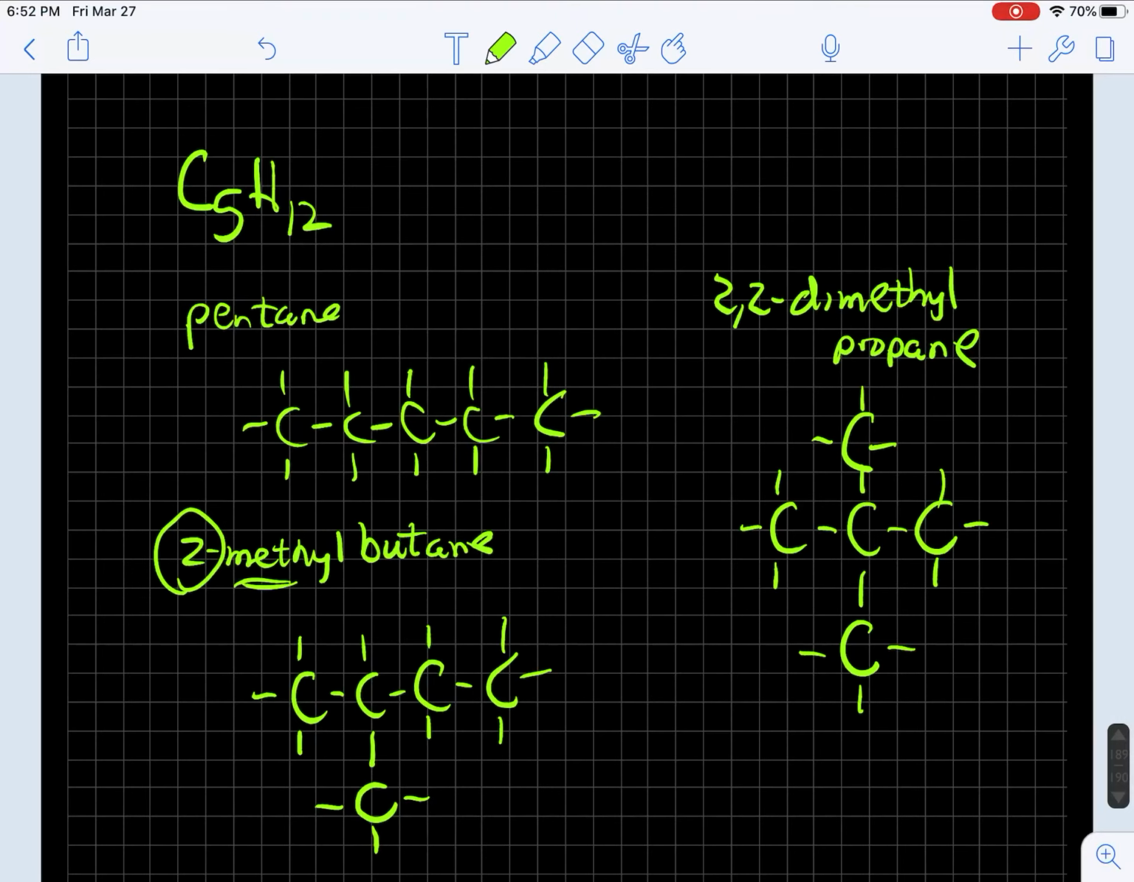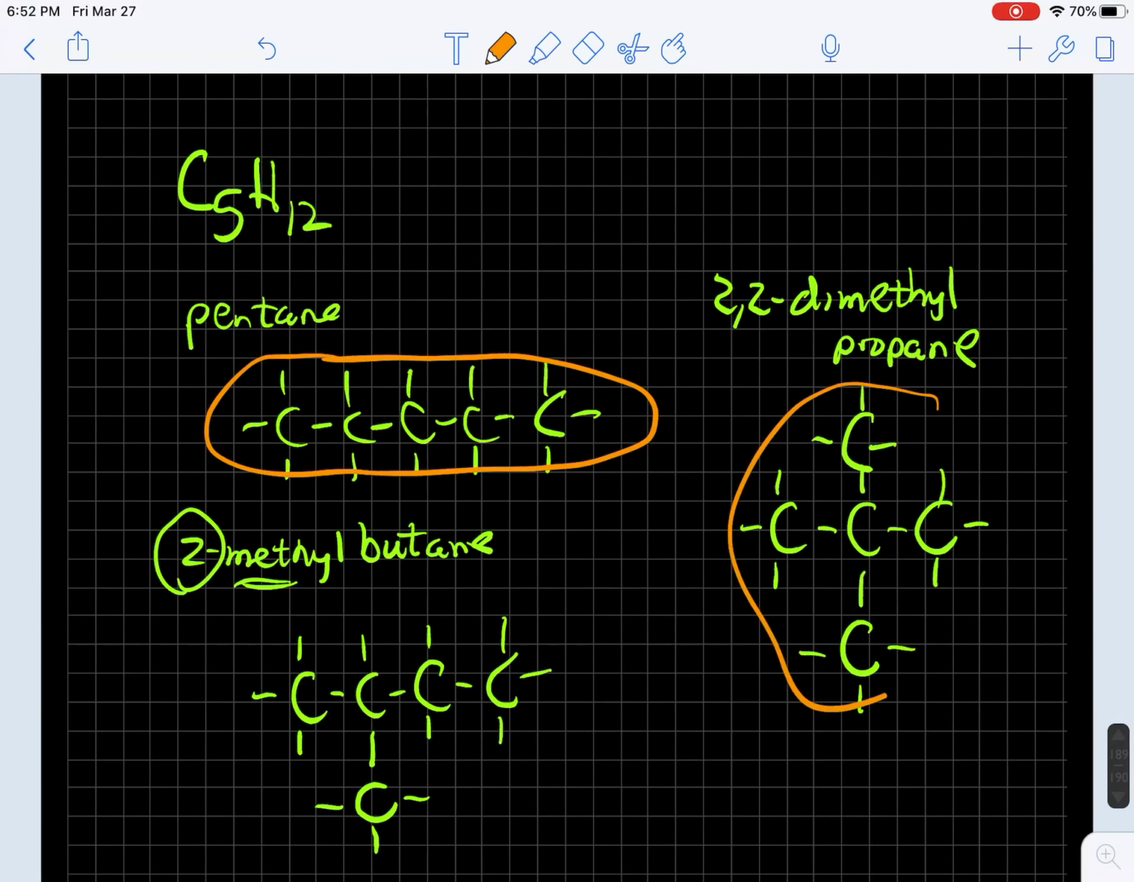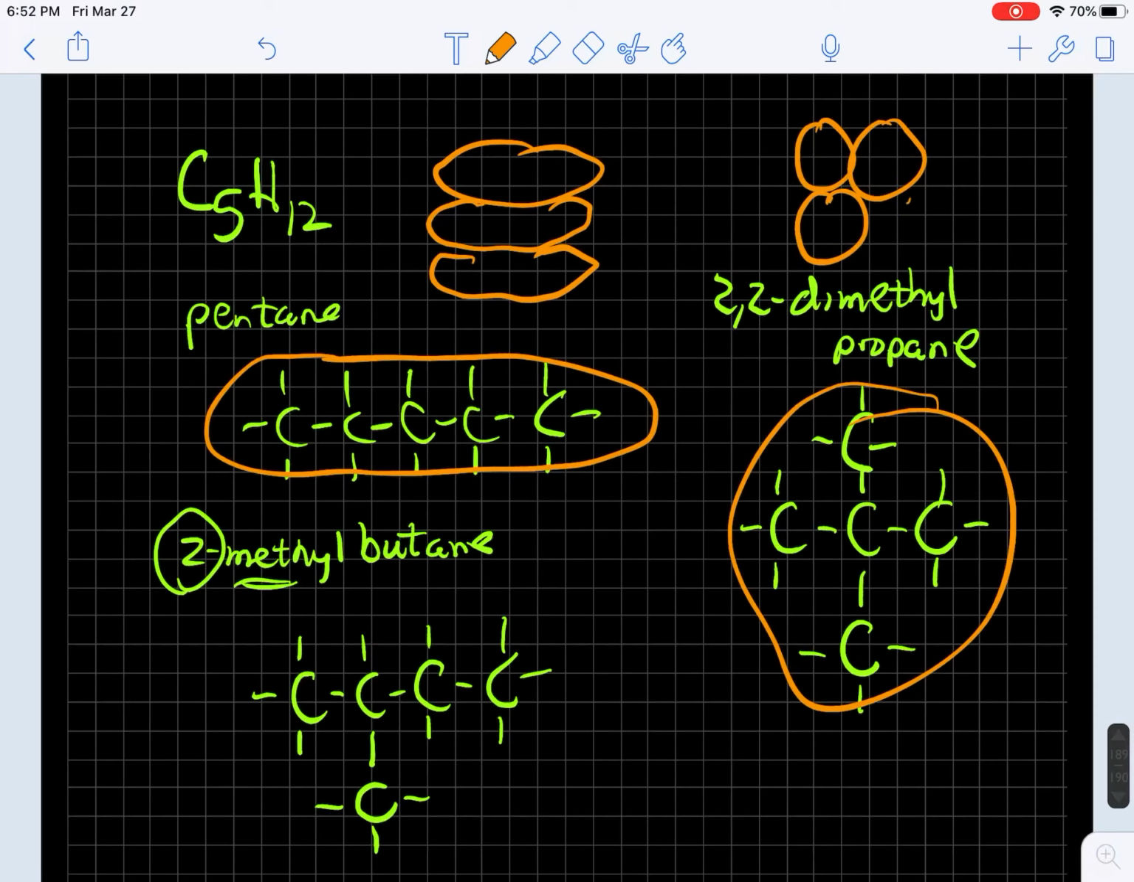So very different properties. For instance, pentane tends to be a very long oval-shaped molecule, whereas dimethylpropane tends to be very spherical in overall shape. And if we were to take pentane molecules and lay them next to each other, they have a lot more surface area where they come into contact, whereas with 2,2-dimethylpropane, there's going to be a lot of space in between the molecules and very little surface contact between them. So for instance, pentane is going to have a much higher boiling point because it has stronger intermolecular forces.